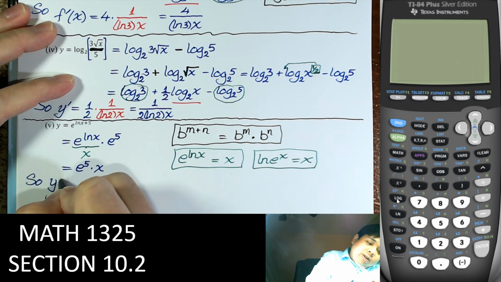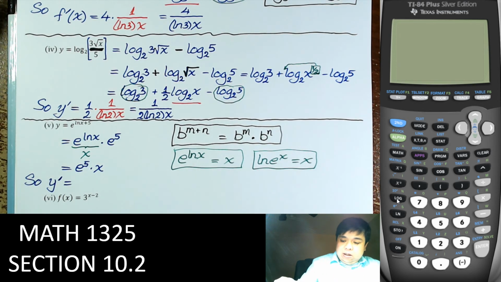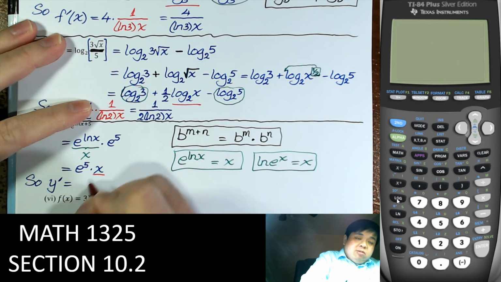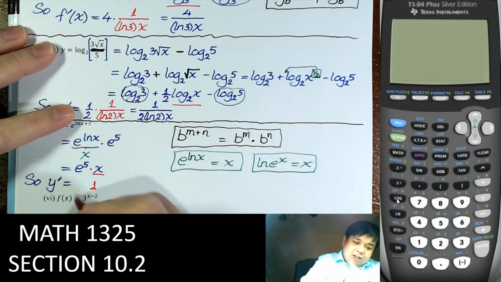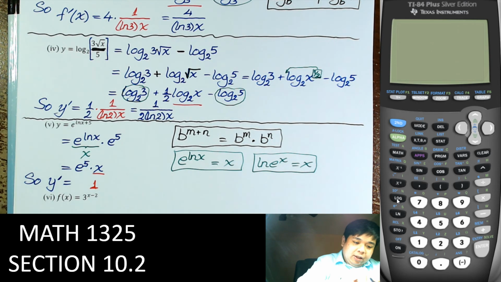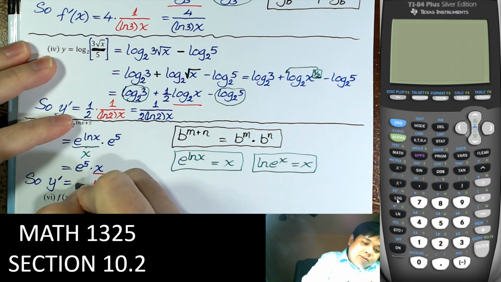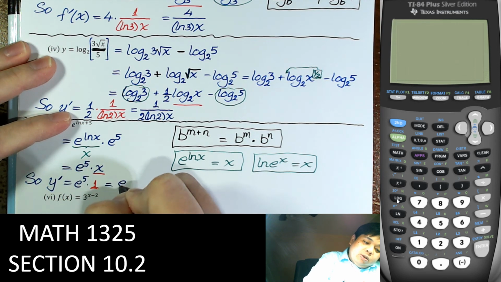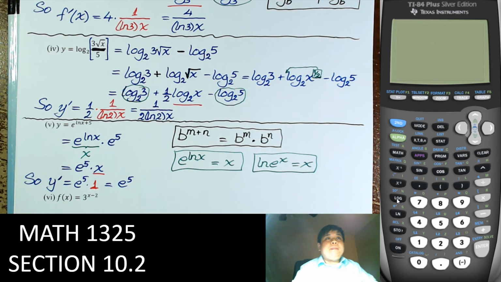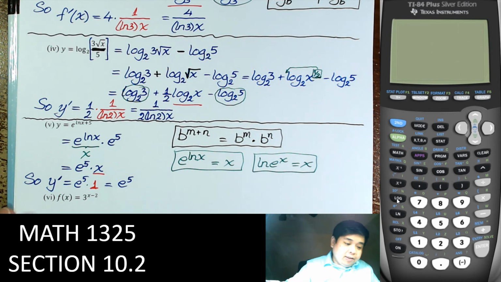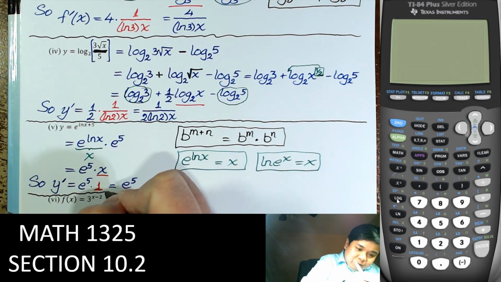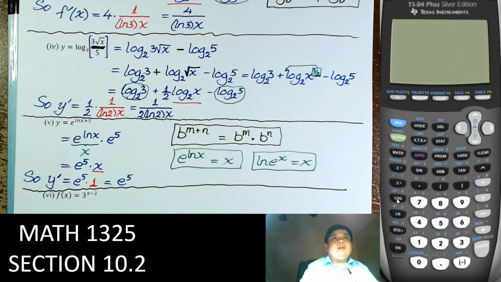So the derivative of x, that's the power rule, x to the first, the derivative of x is 1. So we just have e to the 5th power. The derivative of x is 1.